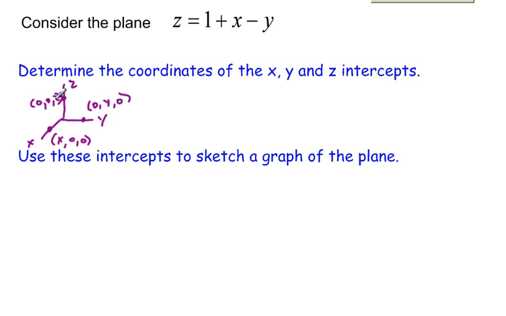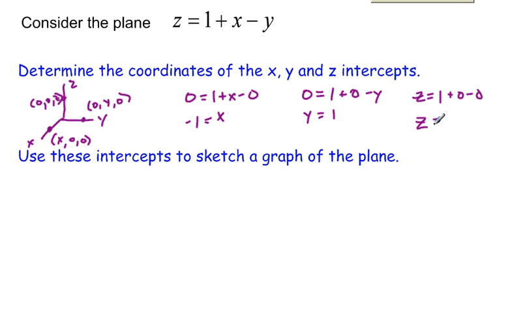So that means that to find, let's start with our x-intercept, we're going to put in 0 for everything but x, and we get that x equals -1. And for our y-intercept, we put in zeros for everything but y, and we're going to get that y equals 1. And then for our z-intercept, we put in zeros for everything but z, and z equals 1. And then we can graph our plane using those intercepts. So it's one of the easiest ways to graph a plane.